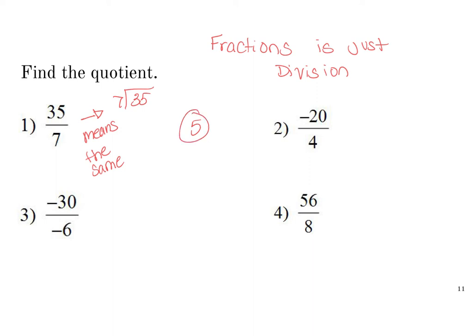20 divided by 4 is 5. Because there are different signs, one is positive and one is negative, this will produce a negative answer. Negative 30 divided by negative 6 is 5. Because they are both the same, positive answer. 56 divided by 8 gives me 7. Because they're both positive, the answer is a positive.